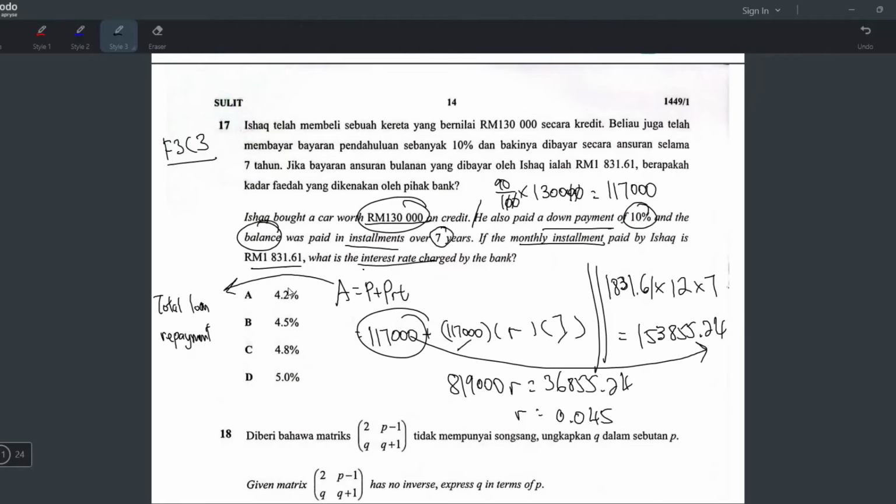You can see ABCD dia semua tulis dalam persen. Yeah, because the interest rate is always in percentage. So how do you change decimal to percentage? Very easy, just darab 100. So it's 4.5%. Yeah. That means 4.5% kalau you tukar jadi pecahan is 4.5 bahagi 100, which is 0.045. So same with this. Okay. So 17 answer is B. Alright.